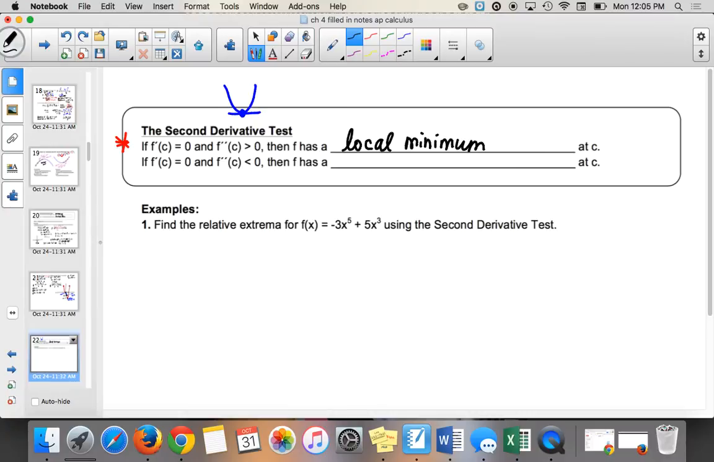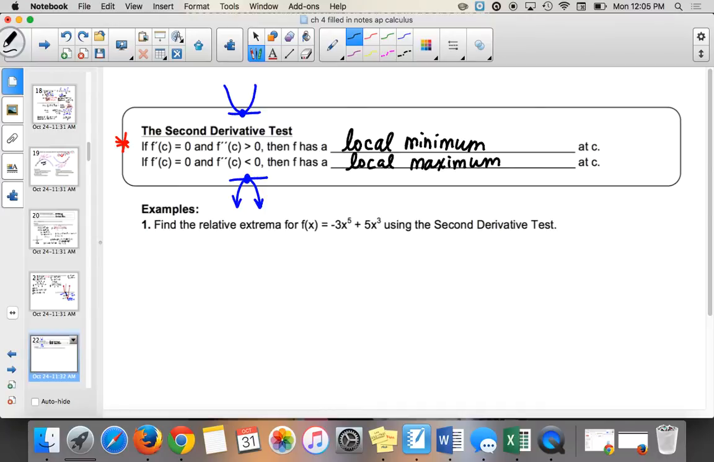So then f has a local minimum at x equals c. And then if you have f double prime of c less than 0, that means we're concave down, right? So that would be a local maximum at x equals c. So like I said, you'll often have chart problems where you'll be finding these different things.